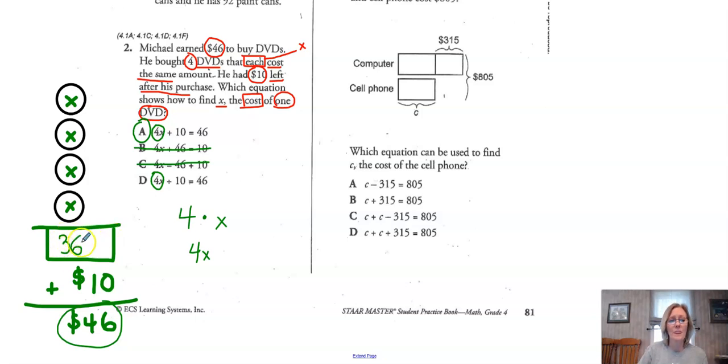$36, right? And if I took my $36 and divided it between the four DVDs, that would be what? $9 for each of those DVDs. And if I plugged that in, 4 times one of the DVDs, 4 times 9 is 36, plus 10 equals 46. I've checked my work now, okay?